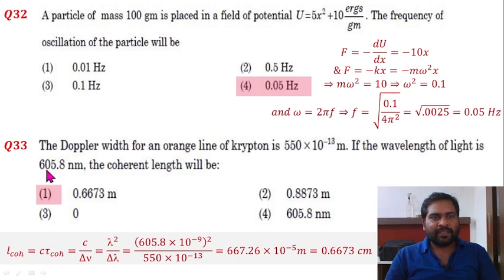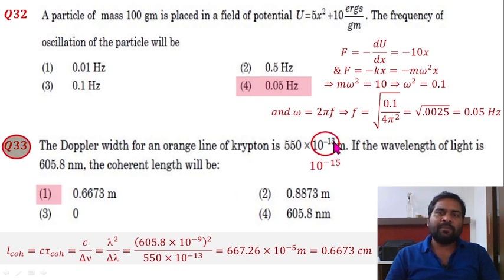Lambda equal to 605.8 times 10 to the power minus 9 in terms of meter, and delta lambda equal to 515 times 10 to the power minus 13 is given. So after calculation, it is 0.6673. It is not matching with the answer because there is some mistake. It should be minus 15 here. The Doppler width of the krypton orange line is equal to 515 times 10 to the power minus 15 meter. After putting minus 15 here, you will get the correct answer 0.6673 meter.